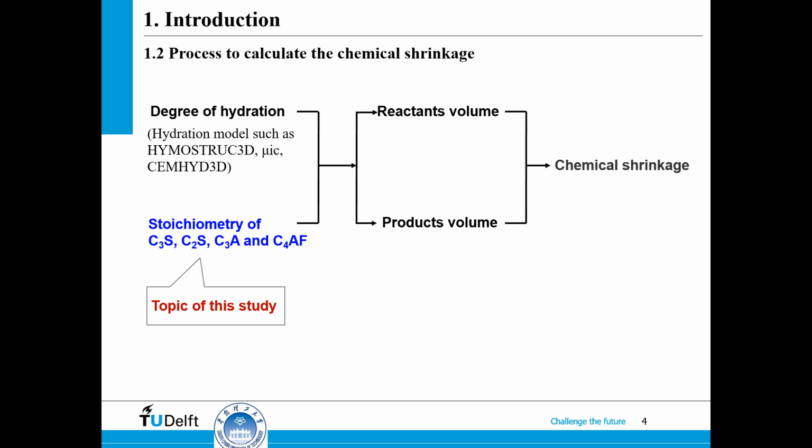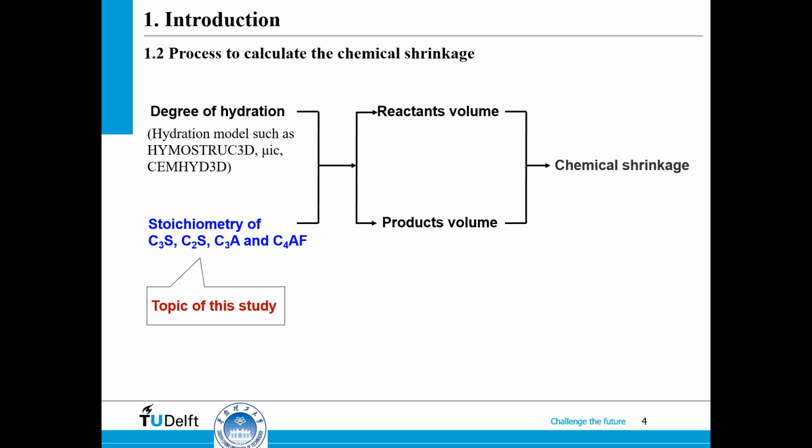The process to calculate the chemical shrinkage seems very simple for us. First, we can obtain the degree of hydration of cement by using Hammer's hydration models such as Hammer's 3D, VOIC, and other hydration models. And then, by considering the stoichiometry of these components in potassium cement, we can calculate the reactants' and the products' volume, and then we can use them to calculate the chemical shrinkage.